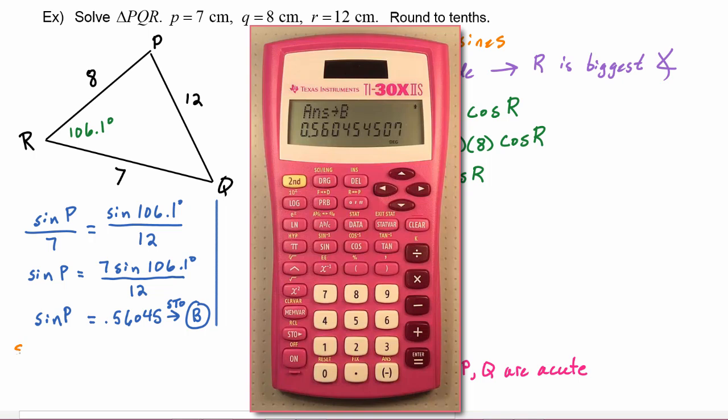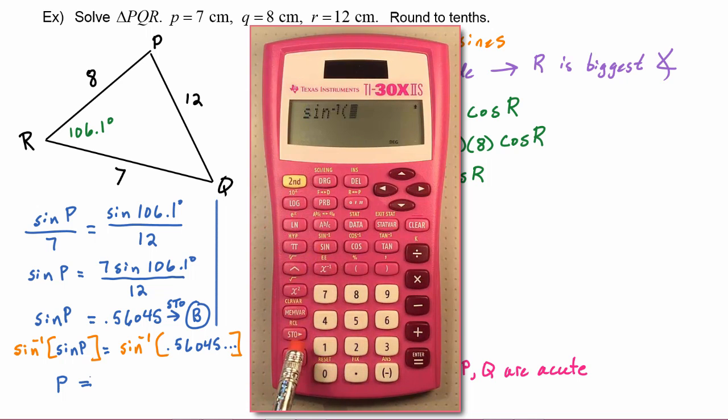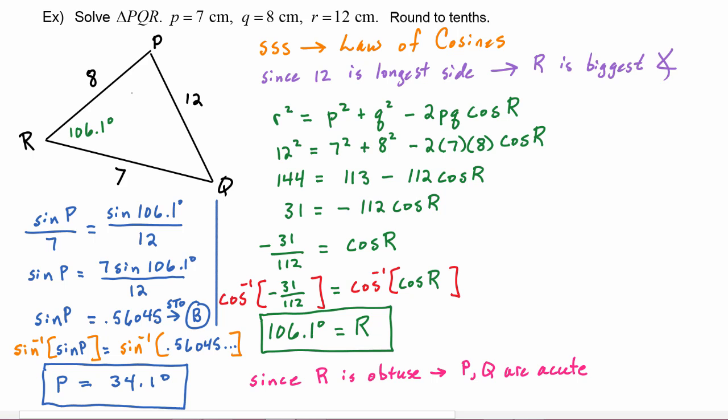Now we'll have to take the sine inverse of both sides. So on the left-hand side, we have sine inverse of the sine of P. On the right-hand side, we are going to have sine inverse of this number that we just stored in B, 0.56045, etc. And we will get that angle P is equal to, well, we come back to our calculators, hit second, sine inverse, memory variable B, close that parenthesis and hit enter, and we find out that angle P, rounded to the tenth place, is 34.1 degrees. Let's put that in our diagram.